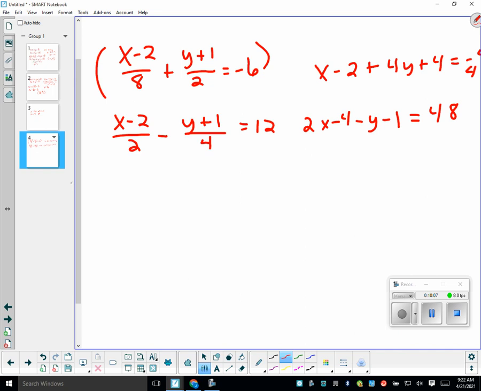Now, I'm going to combine like terms, get x's and y's on the left and numbers on the right. Okay? So I have x plus 4y equals, thank you.